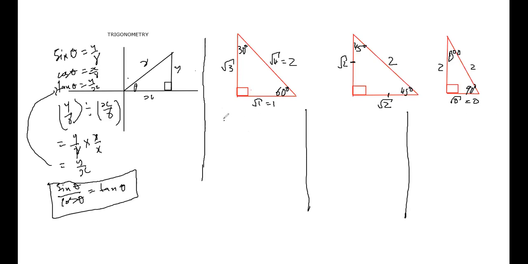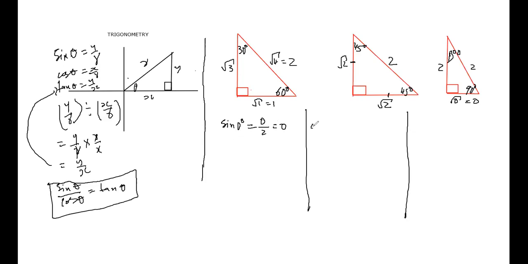I'm going to start here with the sine. Let us start with the smallest angle to the biggest angle. Sine 0. There's the triangle with a 0 degree angle. Sine is opposite over hypotenuse, so opposite is 0 over hypotenuse, which is 2. So that means sine 0 is 0.